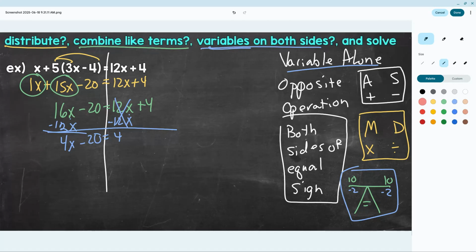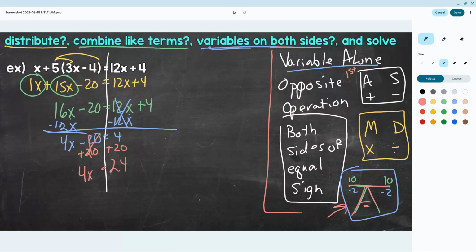So now I'm going to go back to this and do variable alone, opposite operation. I'm going to try to do my addition and subtraction first, so that it doesn't leave me with a fraction. So is there any addition or subtraction? Yes, there's a negative 20, or a minus 20, and the opposite of minus is plus 20. And you have to do it to both sides, right? Remember, whatever you do to one side, you have to do to the other to keep it balanced, because this is a balance scale telling me, hey, they're equal. So these cancel out. So I'm left with 4x equals 24.